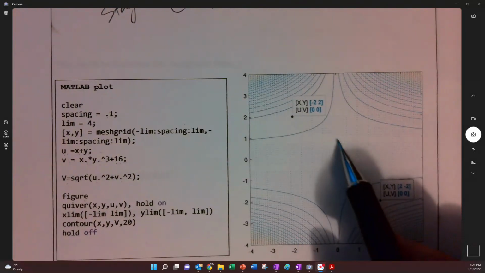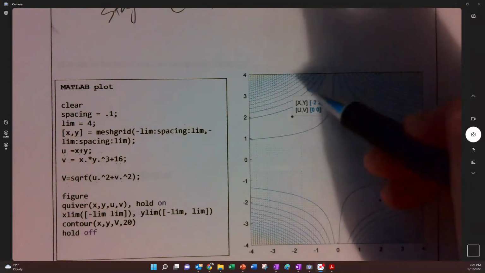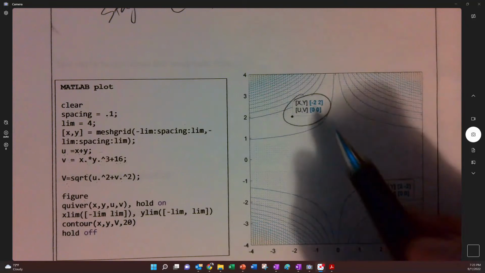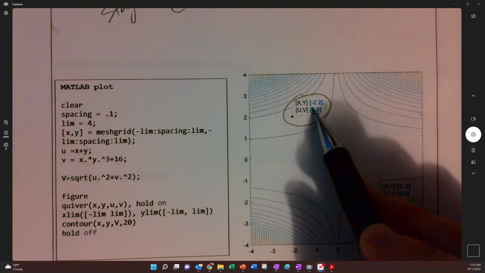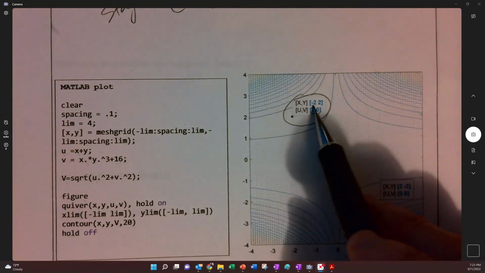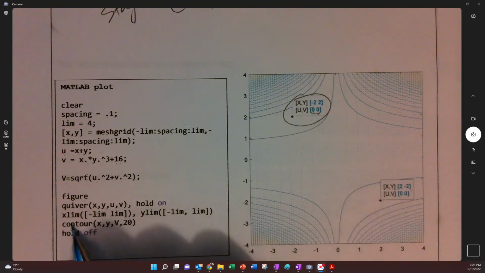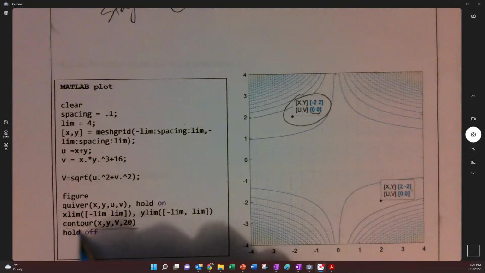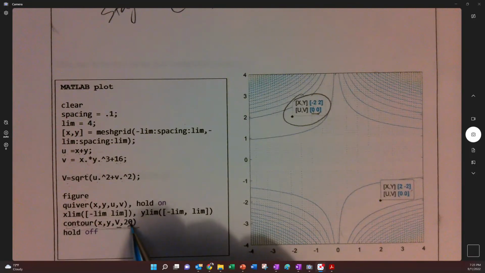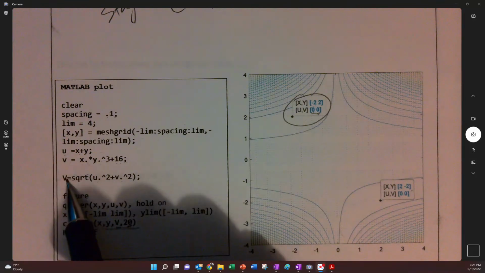And you can kind of see there are these little blank areas, but the only spots that have magnitudes of 0 and 0 are at -2 and 2 and 2 and -2. I also did a contour on top of this with that V, and here's the number of lines. I put 20 of these V lines.